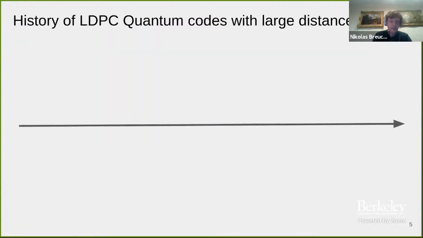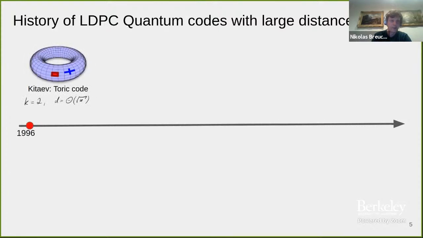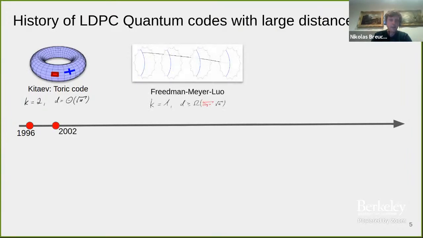So for this, let me briefly recap the history of LDPC quantum codes with large distances. So first of all, there was Kitaev's toric code, which of course has distance scaling with the square root of n. Then there was, in 2002, a slight improvement, which is actually quite a complicated construction due to Freedman, Meyer, and Luo, which improves the distance scaling by the 4th root of a log, so not by very much.